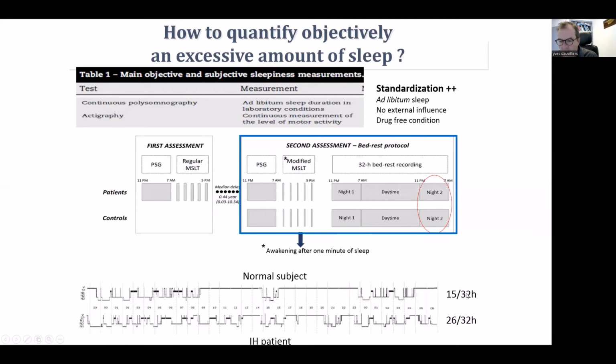So one night, one day, one night is 15 hours. And an IH subject falls asleep, as you can see here, at 1 p.m., with a long sleep with a lot of cycles, and after a long nap with 2 cycles, you go back to sleep around 8 p.m. and have a long second night. And this patient slept 26 hours within this protocol.